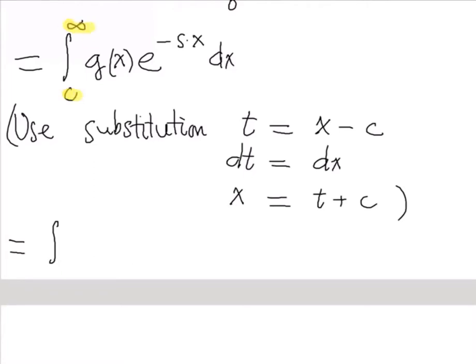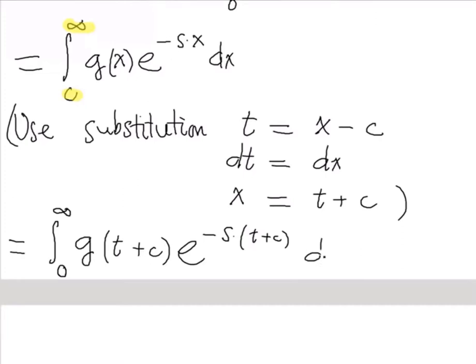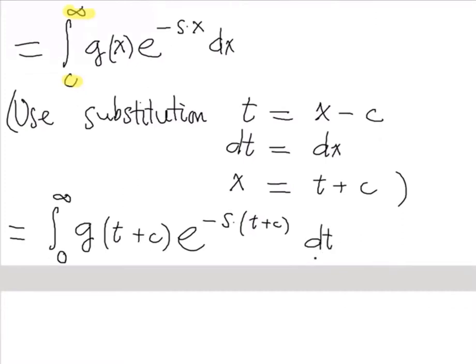That's what x is. But what about t? t is x minus c. So t would go from 0 to infinity minus c, which is still infinity. And then g of x, now x is t plus c, so we have g of t plus c here. Then e to the minus s times t plus c. And dx is the same as dt.